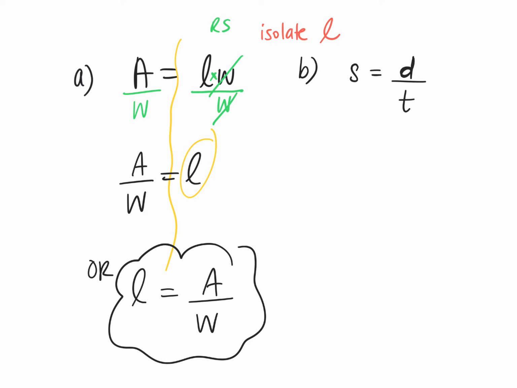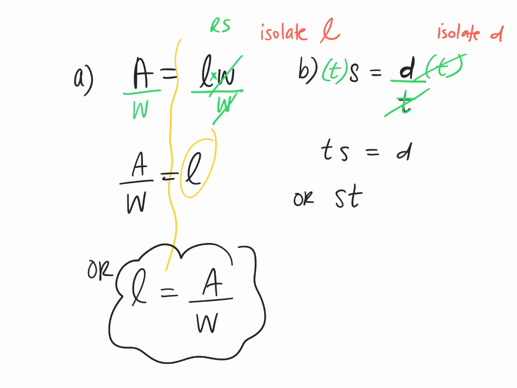I have D divided by T, and I'm trying to isolate D. The question said get D by itself. What's the opposite of divided by T? Multiply by T. That cancels that out. So what do I have to do to the left side? Multiply by T. So if you wrote TS equals D, or you can write ST equals D, or you can write D equals TS, or D equals ST. Any of those are fine, because when you multiply two things together, it does not matter the order. 5 times 2 is 10. 2 times 5 is 10. Same thing.